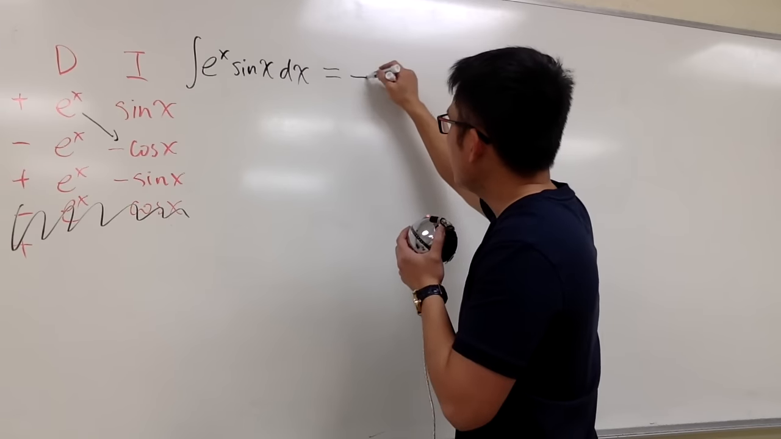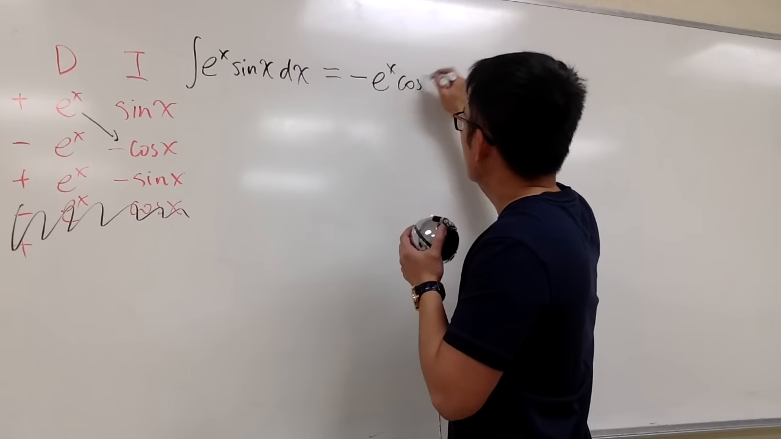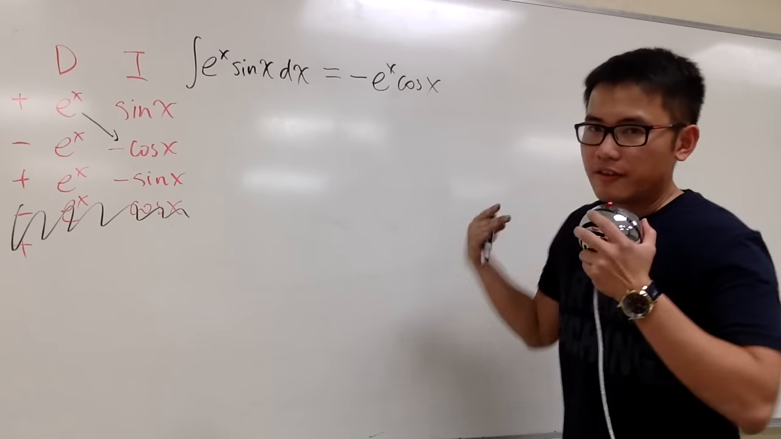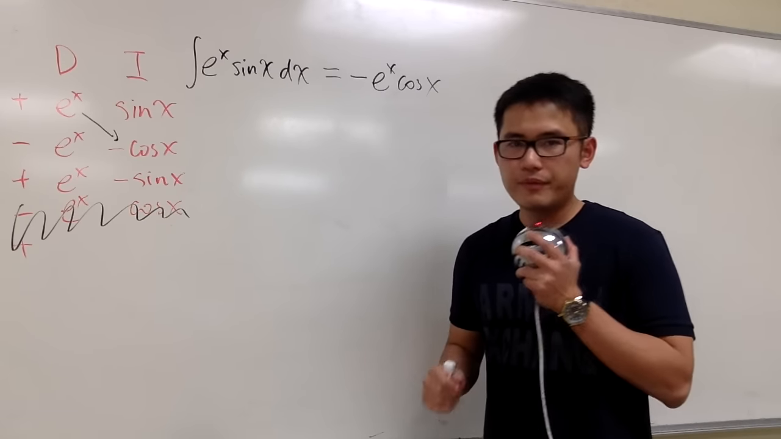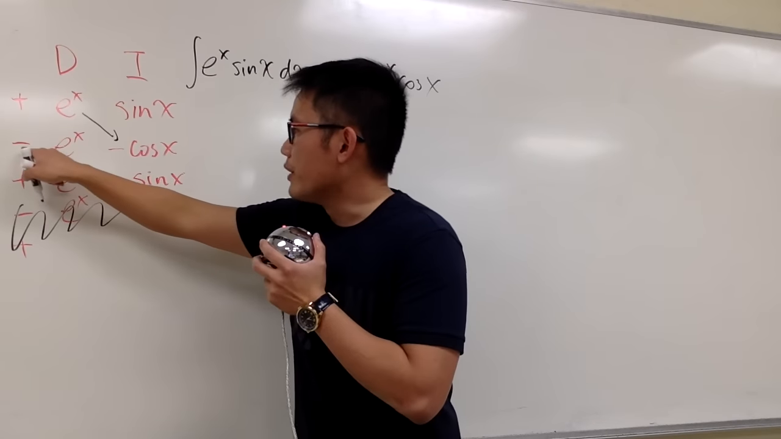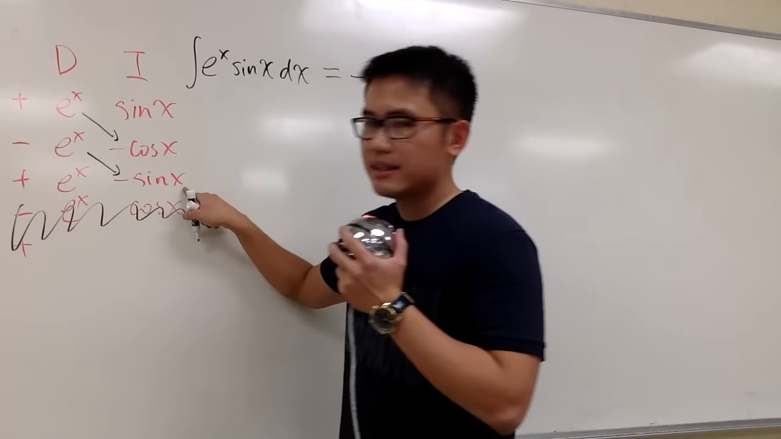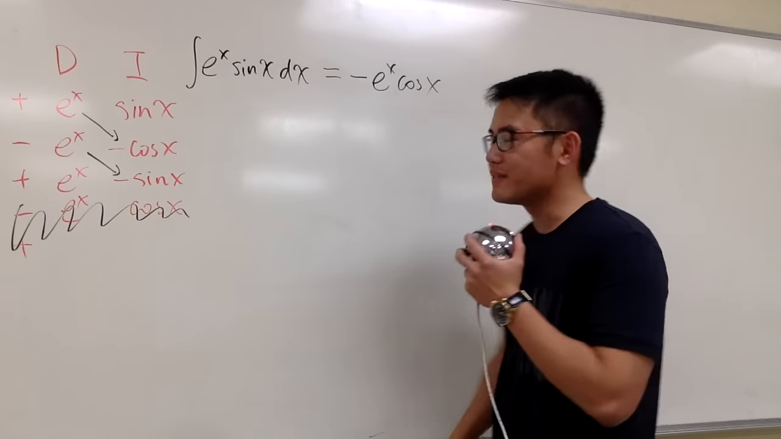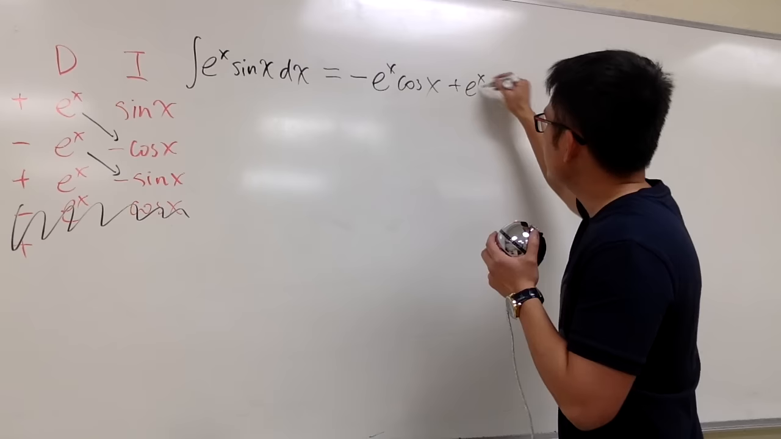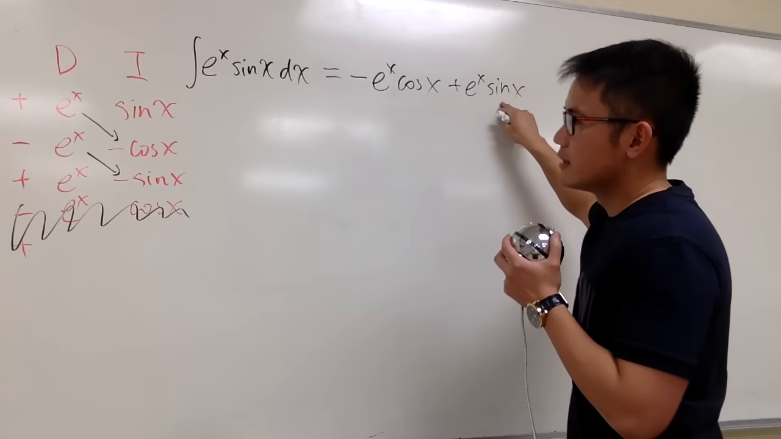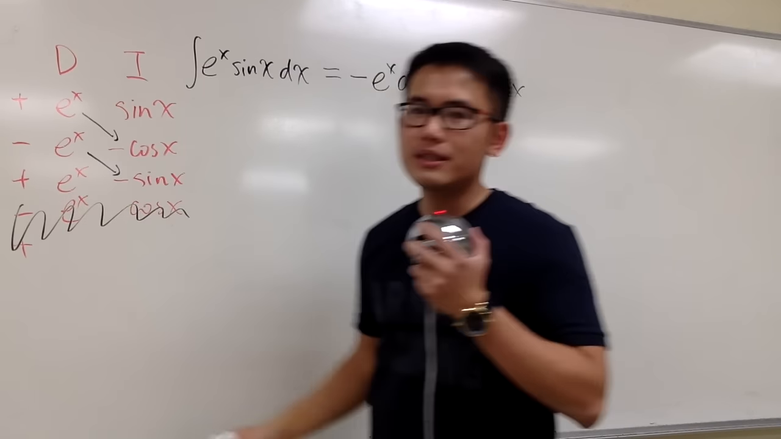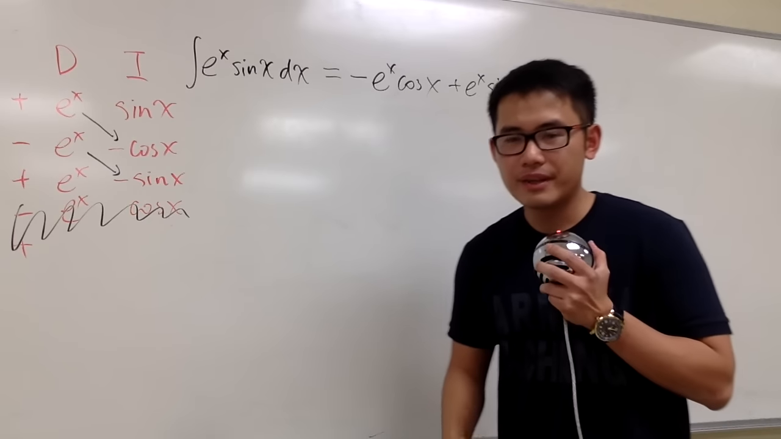So we will have negative e to the x cosine x. And this is the first part of the answer already. And the second part of the answer, we will take negative e to the x times negative sine x. So we get positive e to the x sine x. The product of the diagonals is the part of the answer already.